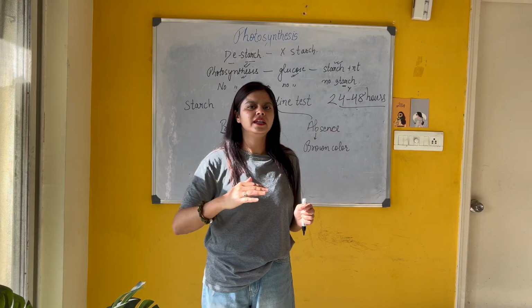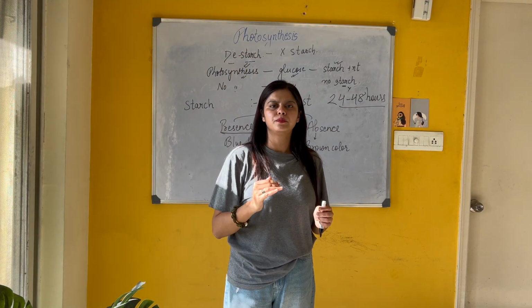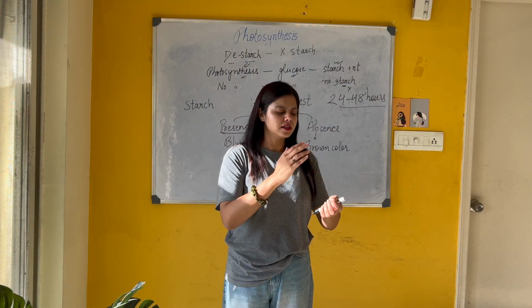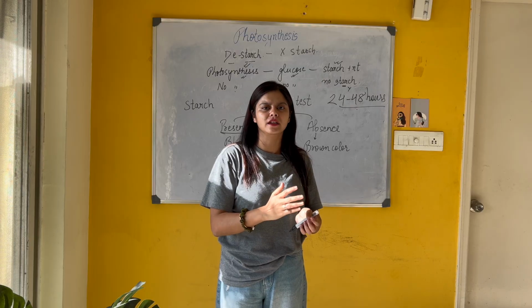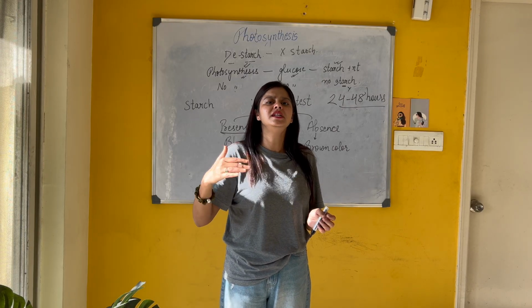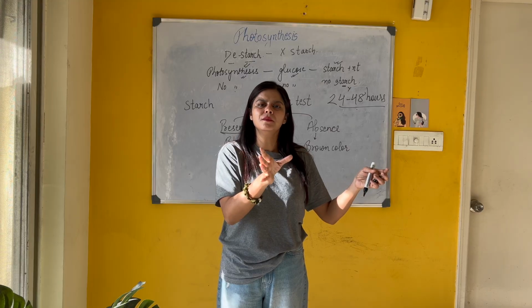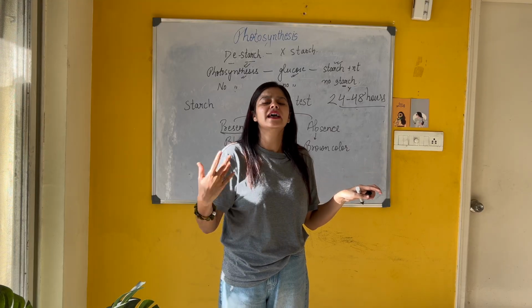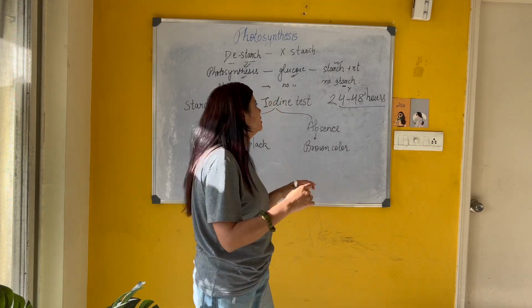So a quick recap: for all the experiments of photosynthesis, the plant taken is a destarch one. Why? Towards the end of the experiments I'll explain it. But how will you destarch a plant? Destarch means all the starch is removed. How will you destarch the plant?